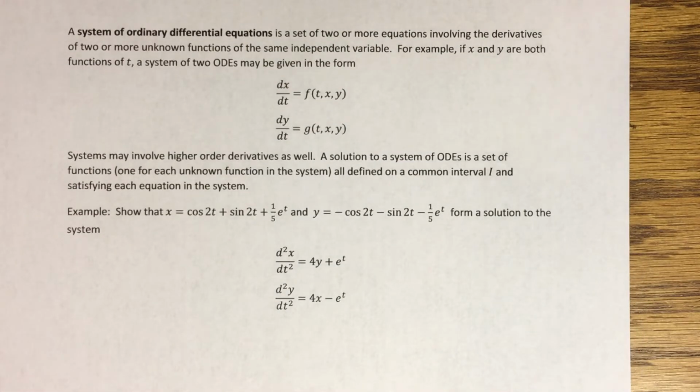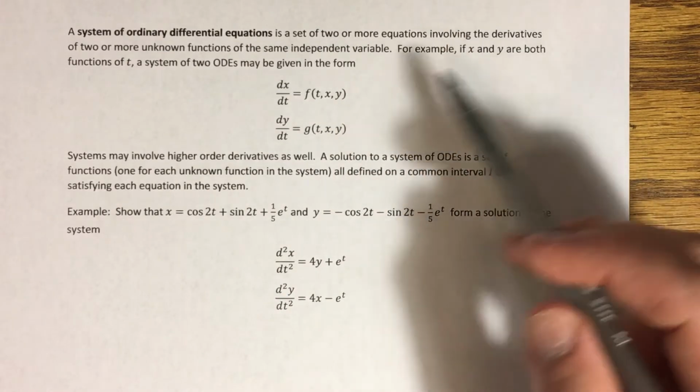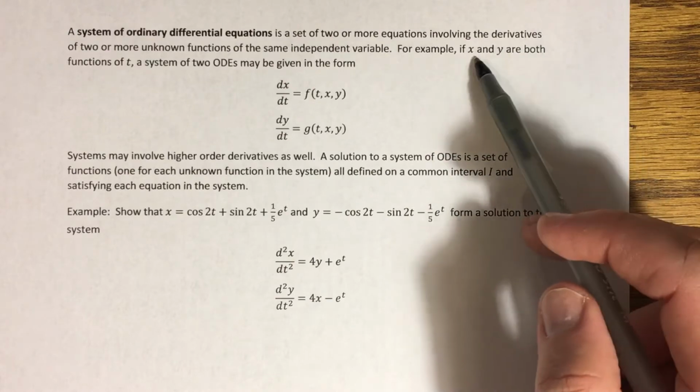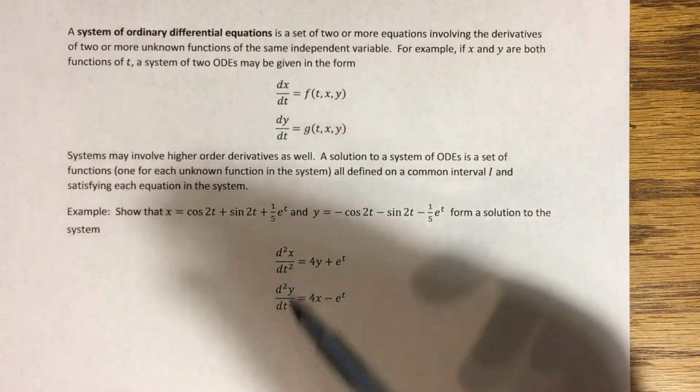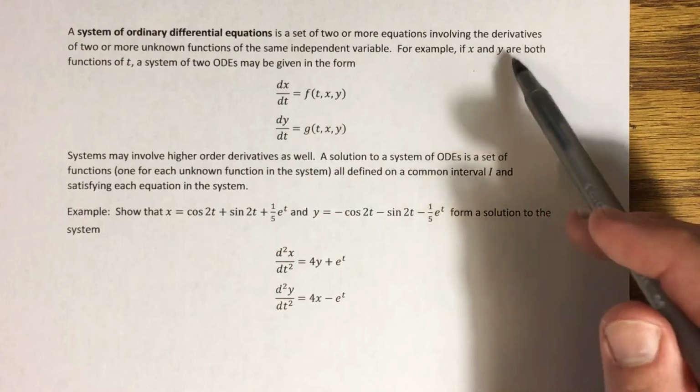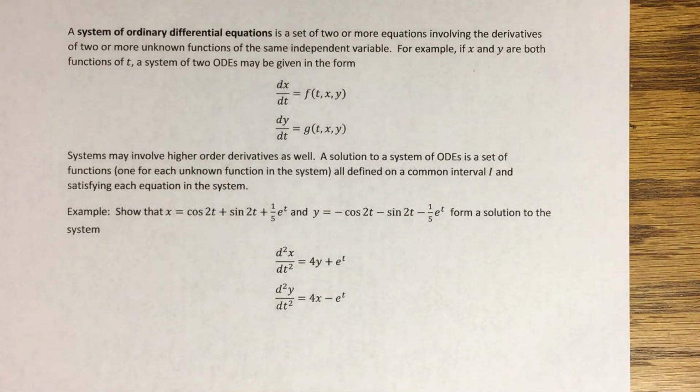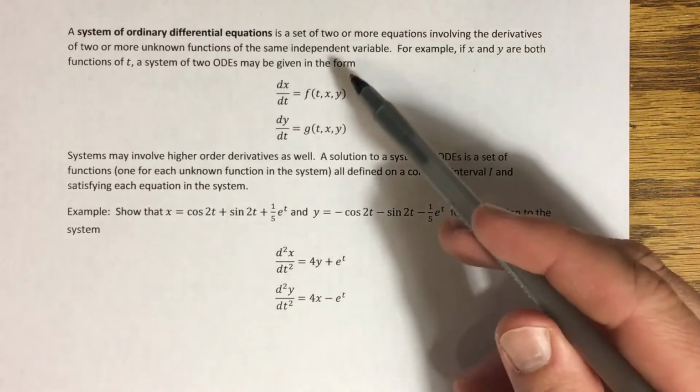The last thing that we need to talk about in this section is systems of ordinary differential equations. And you're already familiar with systems of equations from algebra. These are similar. In a system of ordinary differential equations, what we're looking at are two or more functions of the same independent variable. In my example here, I'm looking at two functions, x and y, and each of these are functions of t. T is the independent variable, and it's important that both functions have the same independent variable in these systems. So a system of two ODEs might look something like this.